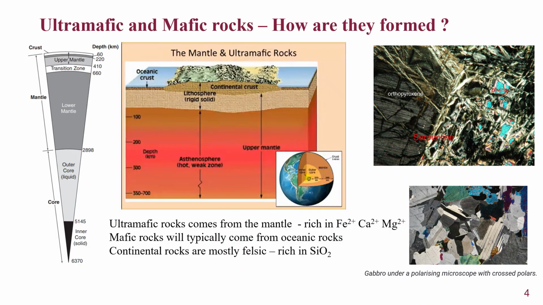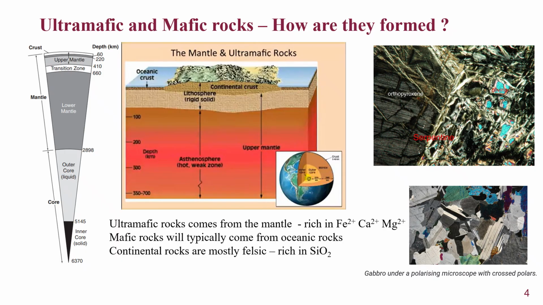Now, since we are talking about mafic and ultramafic rocks, it is very essential to know how they are formed. In the earth crust and in the earth, mafic rocks are normally found on the oceanic crust, whilst ultramafic rocks are only found in the mantle. So if you find ultramafic rocks on the Earth's surface or in an outcrop, it has been brought up by a certain tectonic activity.